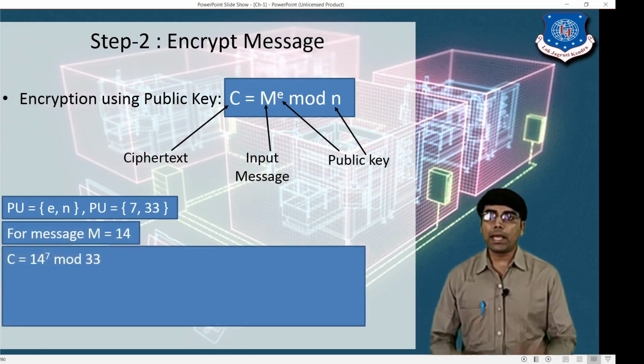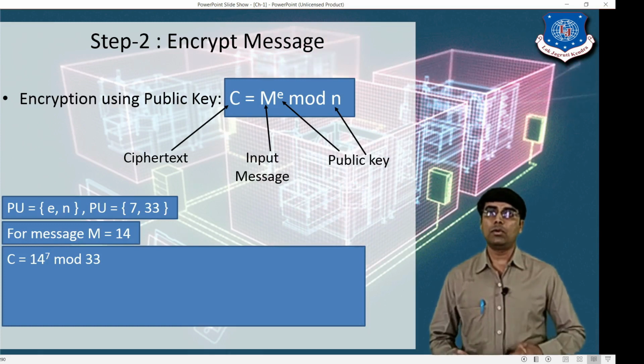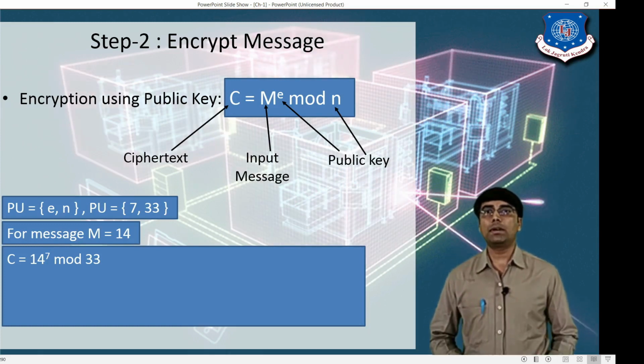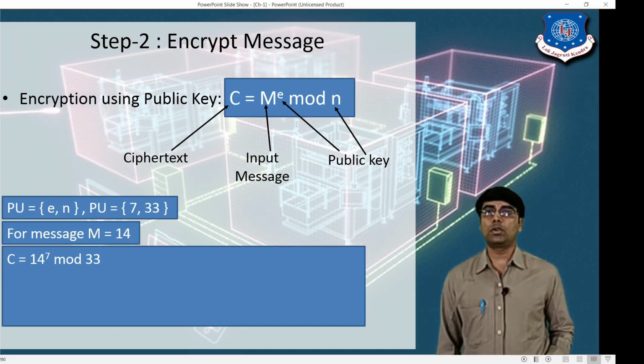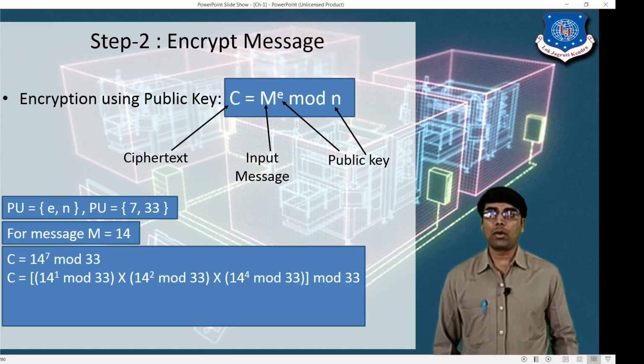So how to encrypt the message? Now Alice wants to encrypt the message. So how do we encrypt it? Here you can see the formula is C equal to M raised to E mod N, where M is 14 and our E is 7. So 14 raised to 7 mod 33. Now, how to calculate this?